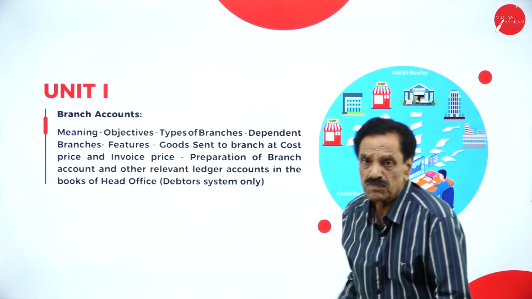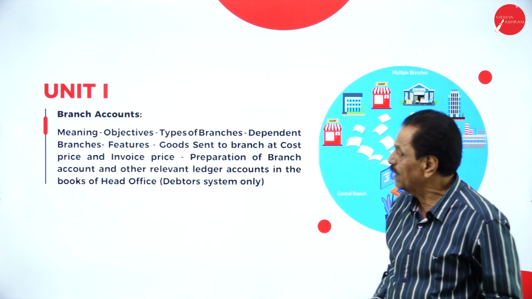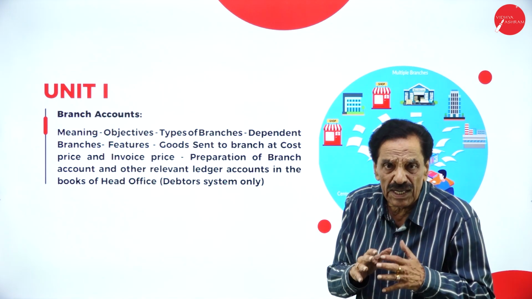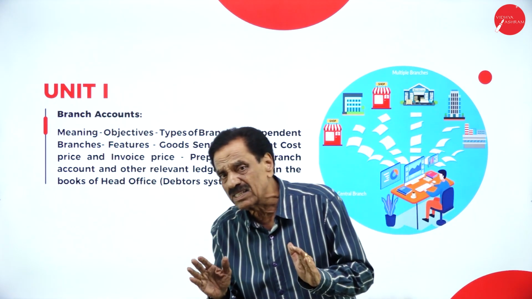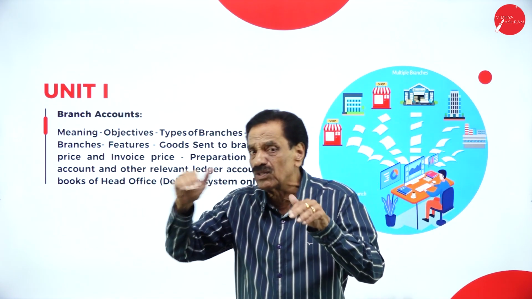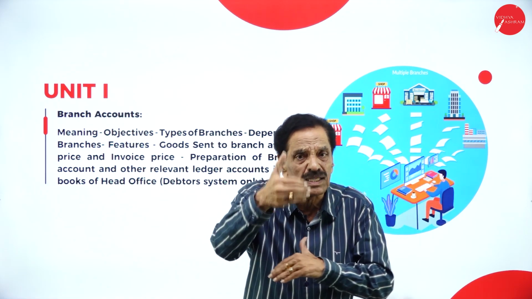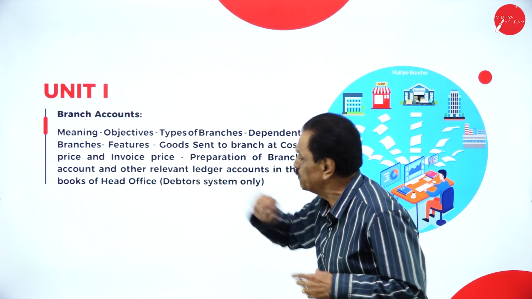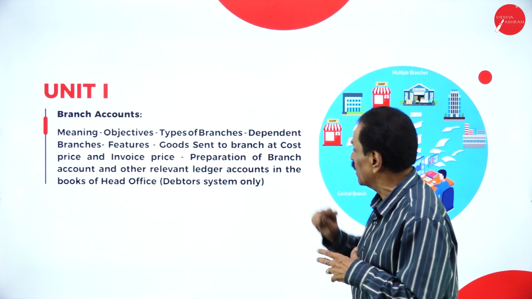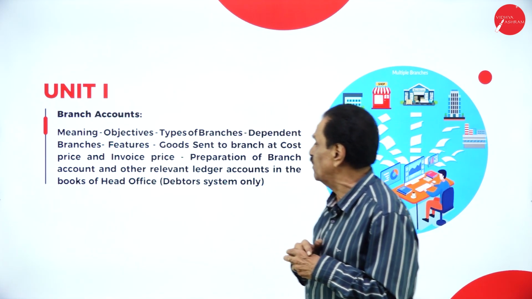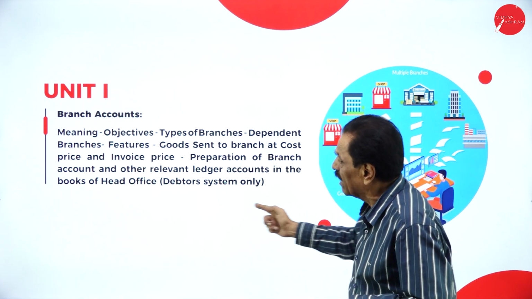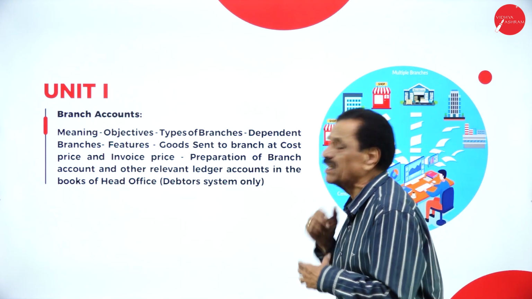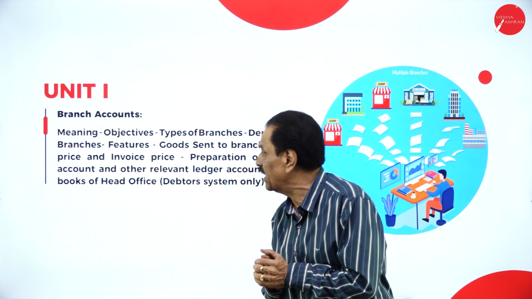So unit 1 starts with branch account. Today, this is only an introduction class. I will tell you what the units are. In the next class, I am going to explain one by one. So here: branch account, meaning, objective, types of branch account, dependent branch account, features, goods sent to branch at cost price and invoice price, preparation of branch account, other relevant ledger accounts in the books of head office.